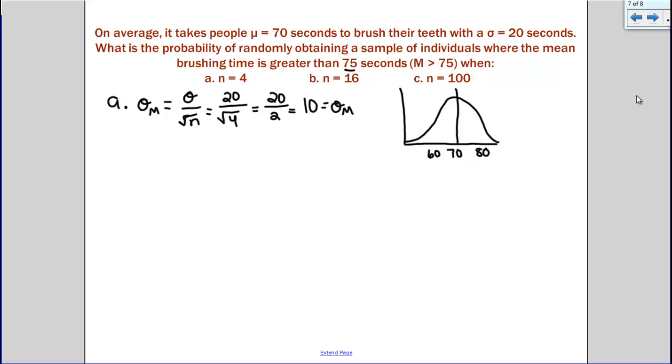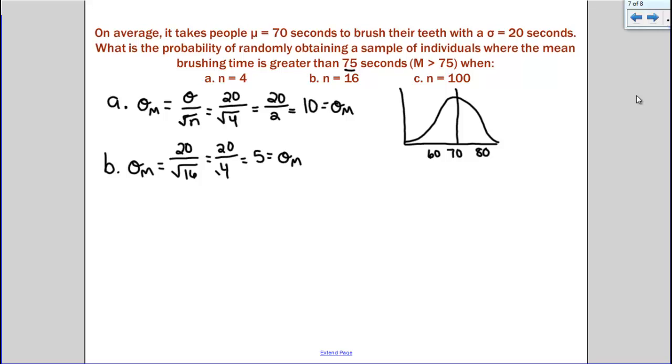All right, now let's look at the distribution in part B. So the standard error in part B is equal to, standard deviation is still 20. We're still working with the same population. But now our sample size is 16. This becomes 20 divided by 4. And 20 divided by 4 gives you 5 for the standard error.